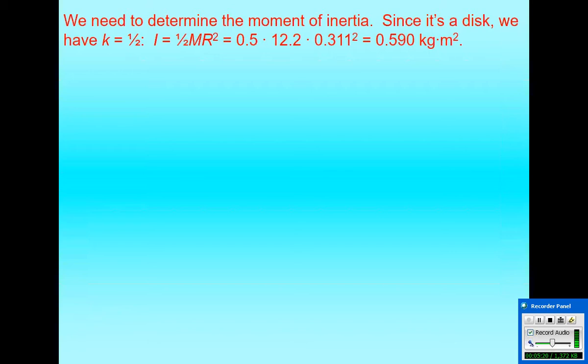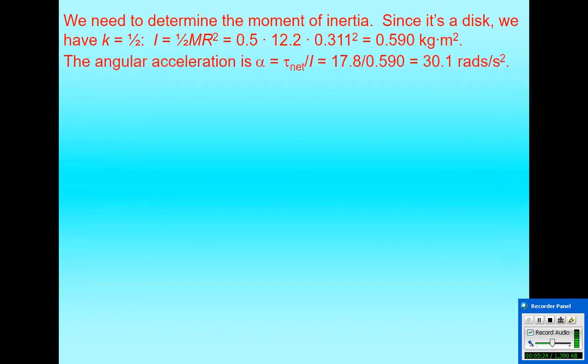We now have the net torque. We have the moment of inertia. By Newton's second law, that allows us to find the angular acceleration. Angular acceleration equals net torque divided by moment of inertia. So 17.8 from the previous slide divided by 0.590 from this slide, we get that the angular acceleration is 30.1 radians per second squared. And then we need to calculate the angular displacement.